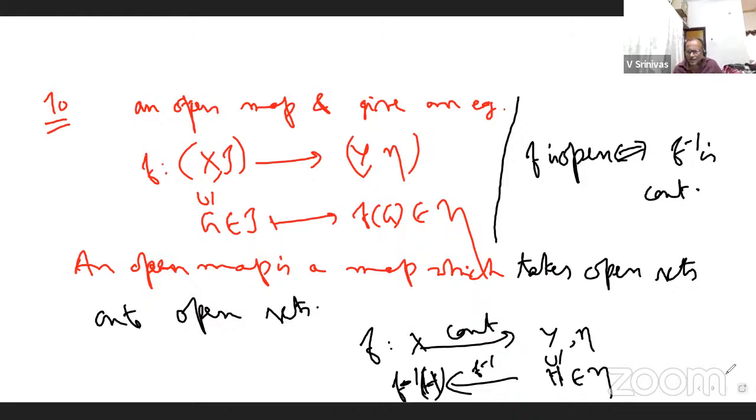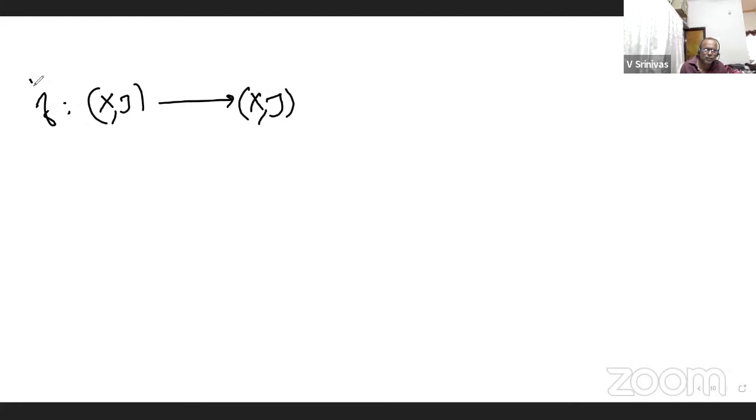Let us give an example. A trivial example is the identity map. You take your f to be the identity map. What does the identity map do? It takes a set, actually, it is a kind of abuse of notation. I'm not taking points here, I'm looking at the sets here. So if you take G here, you have to look at f of G. What if I'm taking my f to be the identity map?